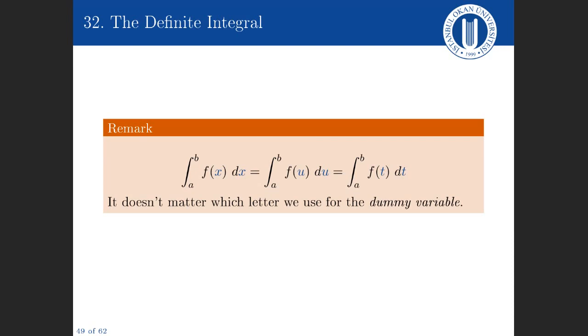I've been using the variable x. I've been writing the integral from a to b of f of x dx. But it doesn't matter which letter we use. We could use the letter u instead: integral from a to b, f of u du. Or I might use the letter t: integral from a to b, f of t dt. It doesn't matter which letter we use for the variable. So this variable is called the dummy variable. It's only inside the integral.